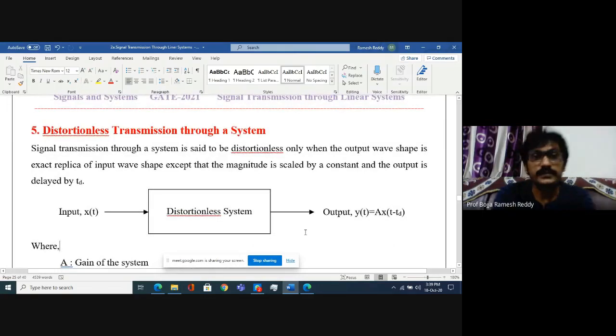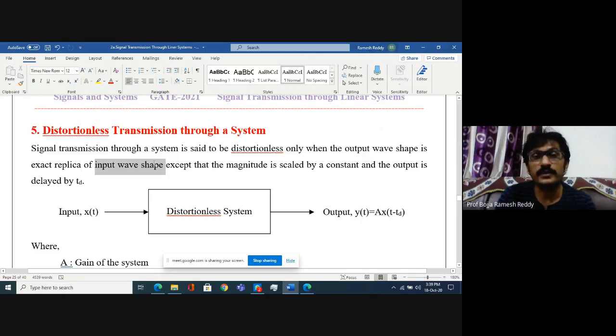Distortionless transmission through a system. In communication, if the output wave shape is exactly equal to input wave shape, then the transmission is called distortionless communication, or that system is called distortionless transmission system, where output wave shape is exactly equal to input wave shape. But practically that is not possible.